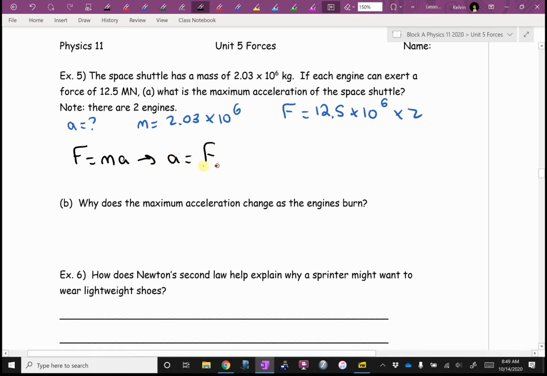So are you saying here's yet another equation for acceleration, Kiana? Say yes. Are you going to memorize it? Say no. Do you need to? You can derive it from F equals what, MA. Okay, so we're going to get 12.5 times 10 to the 6th times 2 all over 2.03 times 10 to the 6th, which is what?